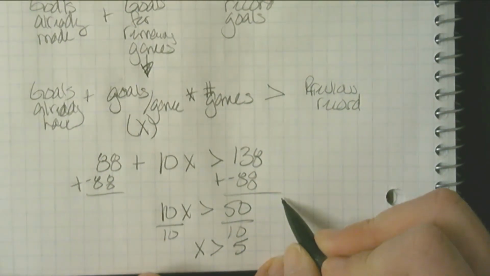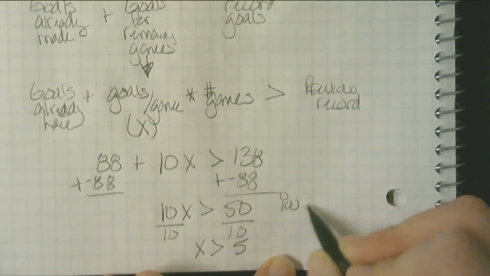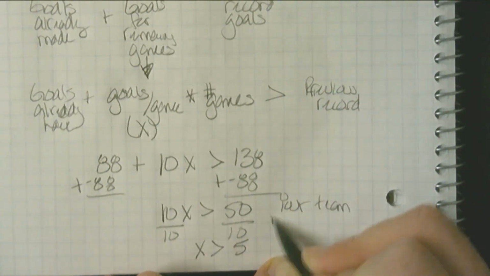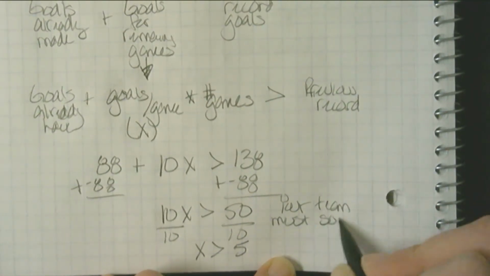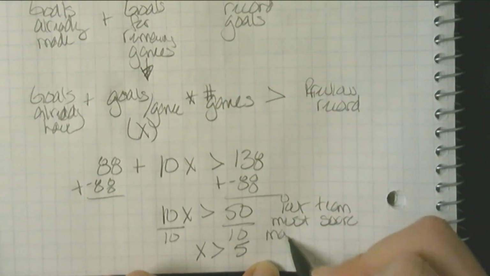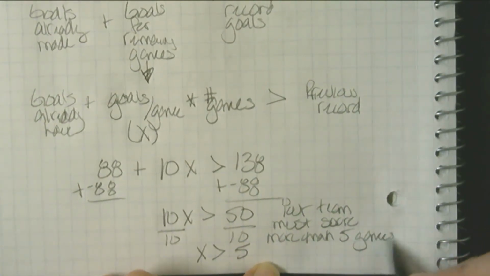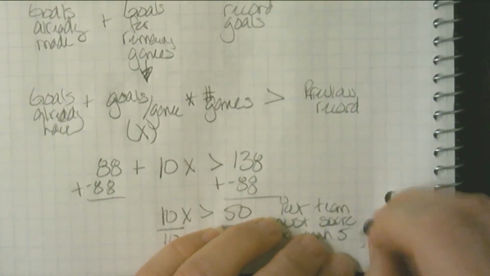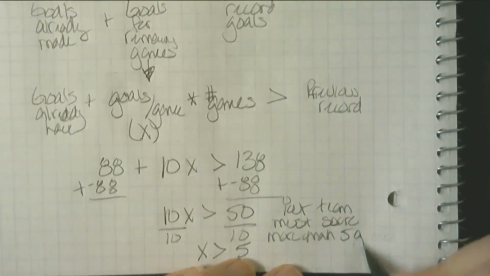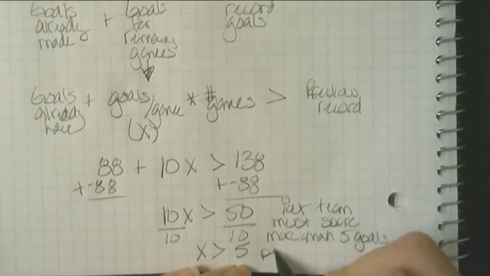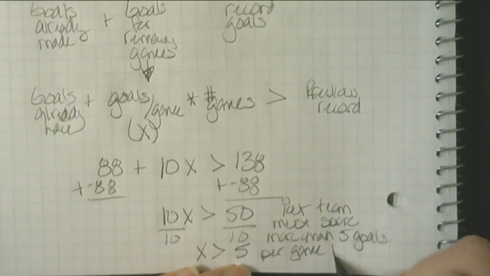Excellent. Exactly. Your team must score more than 5 goals per game to beat the record.